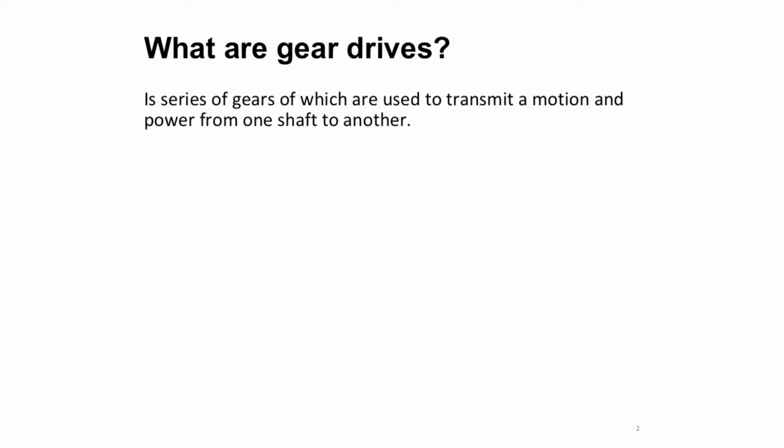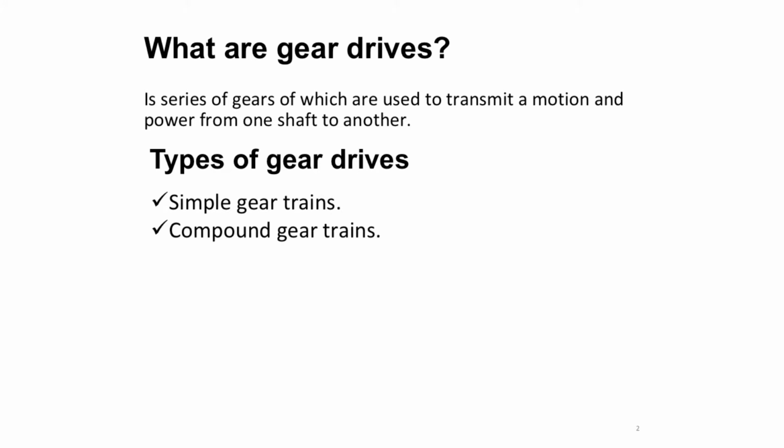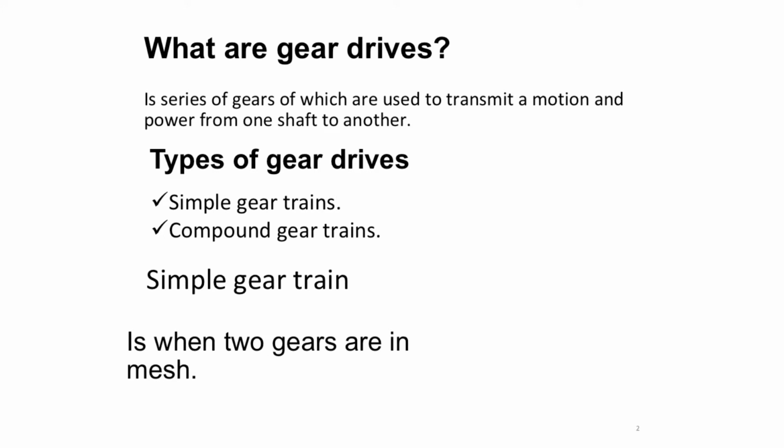Once again, let's check the types of gear drives that we have. We have a simple gear train, and we also have a compound gear train. Let us look at the simple gear train first. By a simple gear train, we mean when two gears are in mesh. When two gears are in mesh, you say it's a simple gear train.